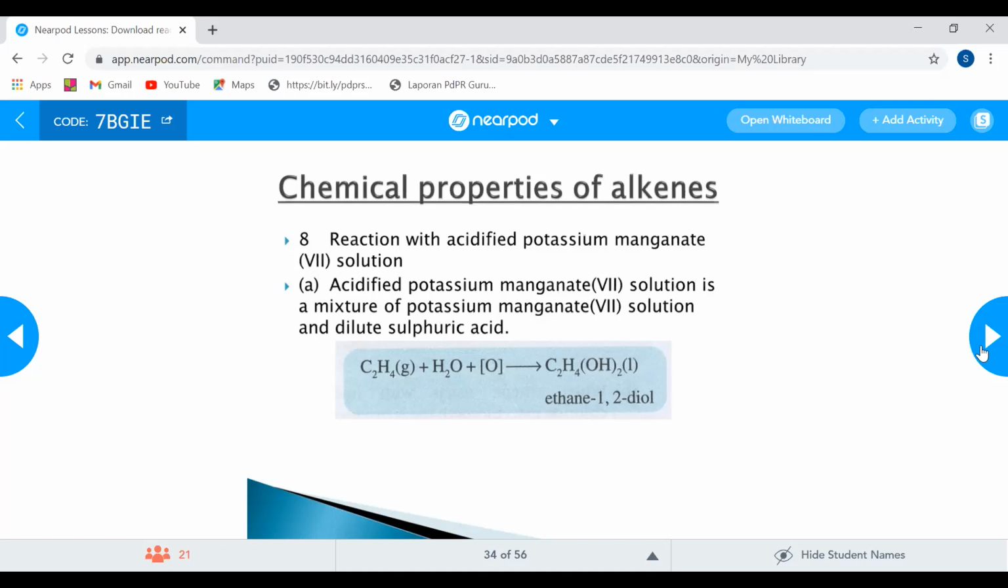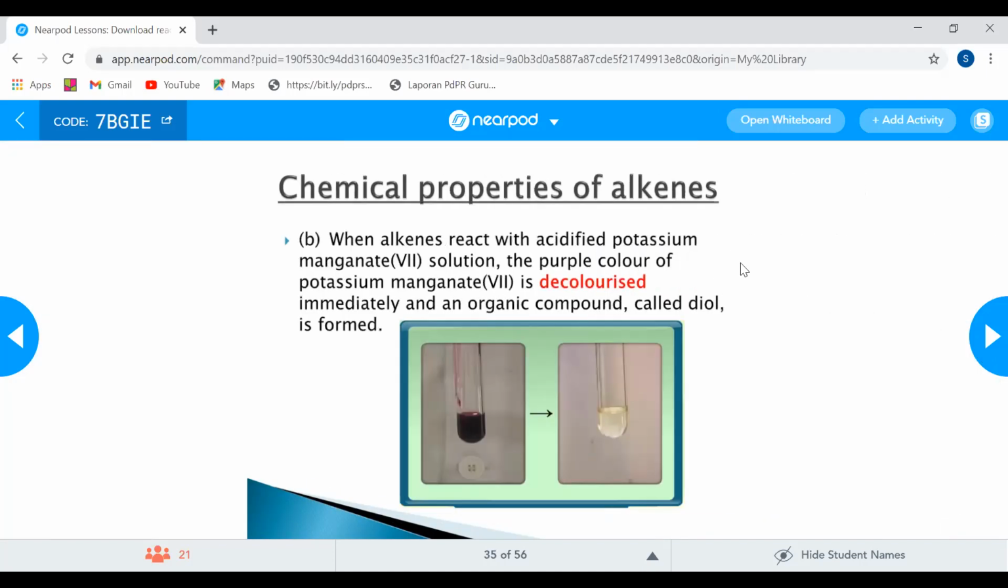So you must remember the 5 words that come with it. One word cannot be short of it. Acidified 1, potassium 2, manganate 3, 7 4, solution 5. These 5 are one for all, one for all. Cannot change it.